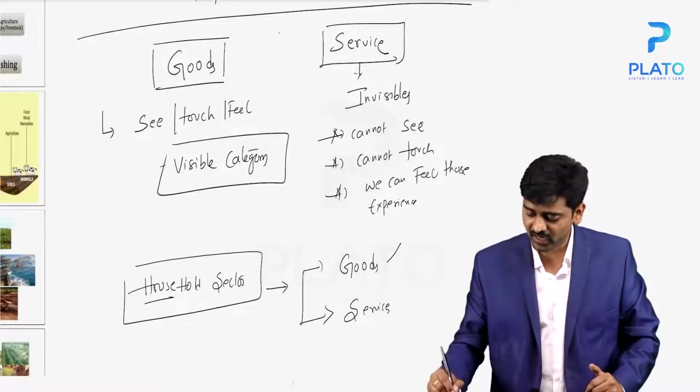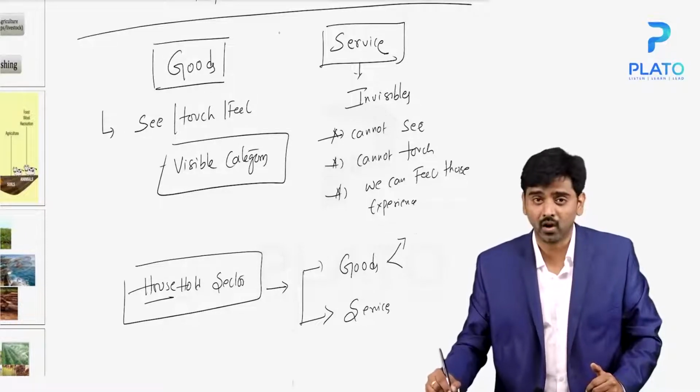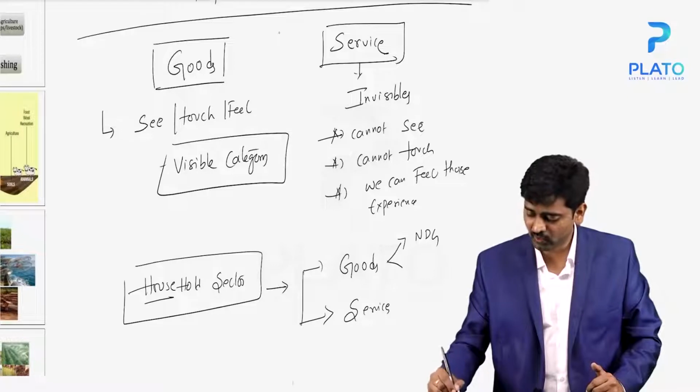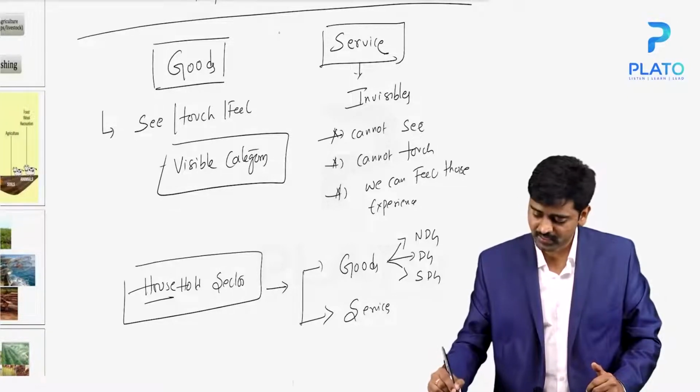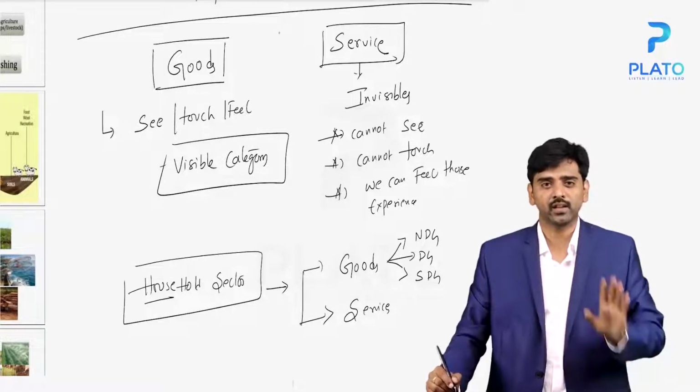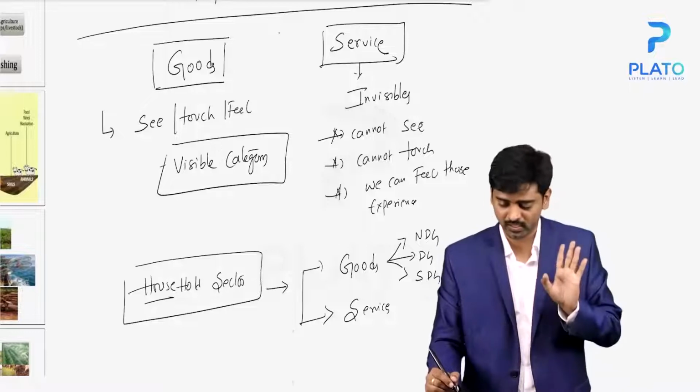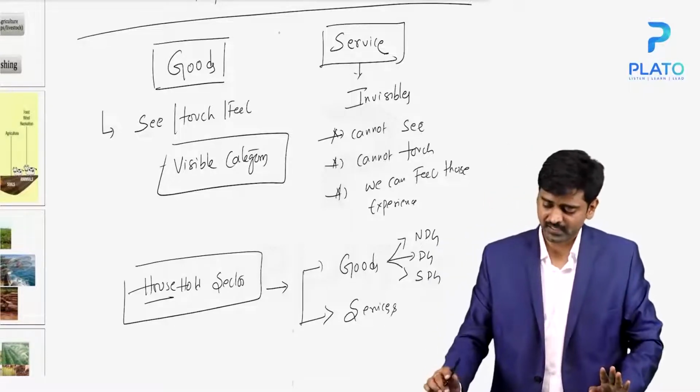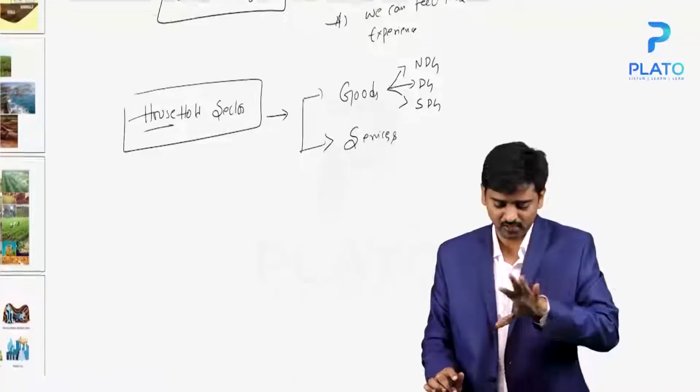So I'm just giving a conclusion. In goods, we have non-durable goods, durable goods, and semi-durable goods. In services, there are no types of services, guys. All types of services come under one category only. So services. Presently, hope you people have got some clear-cut idea.